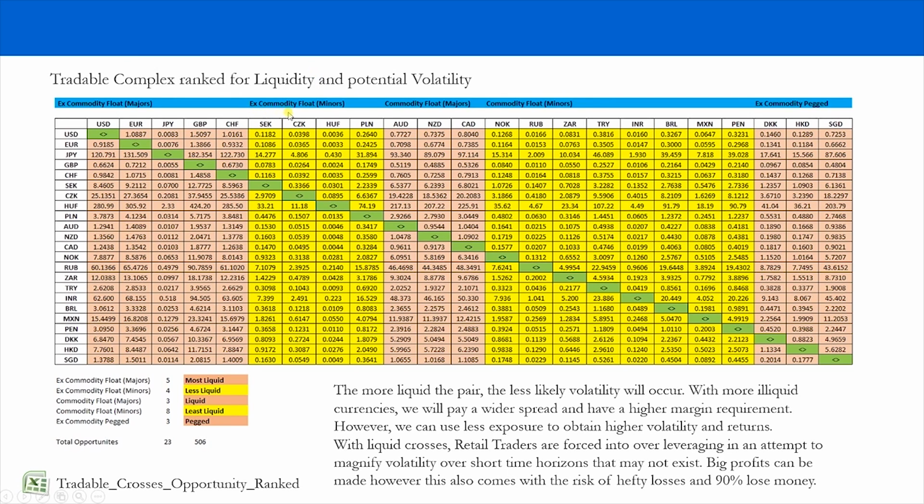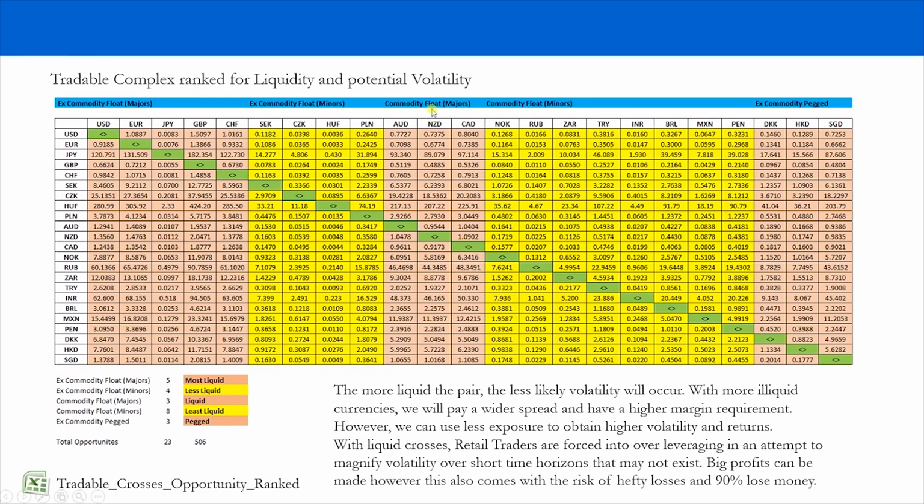We have here the X commodity floating miners. So these are currencies that are available on a lot of retail brokerage trading platforms. But they're defined in our set as floating currencies, floating regime currencies that don't have significant commodity exposure and diversity in their exports, but they're considered by the retail brokerage platforms as the minors, so minor currencies.